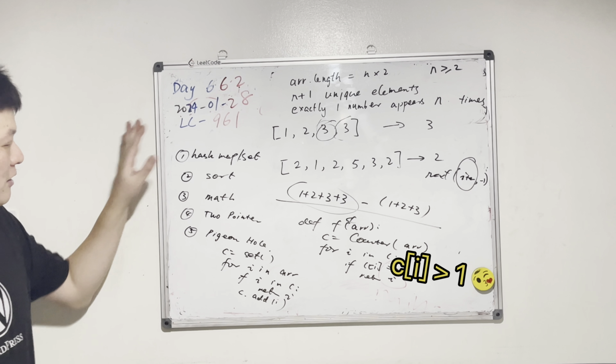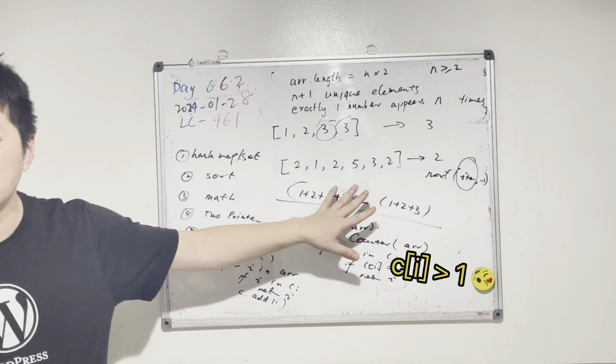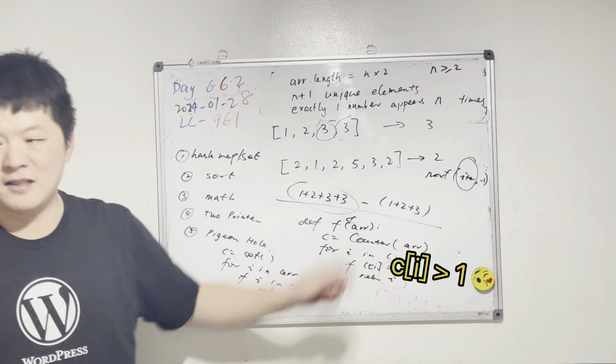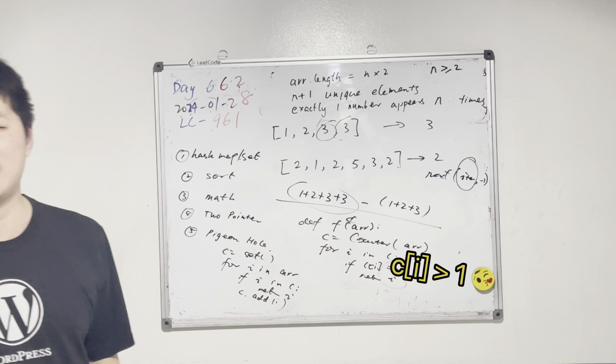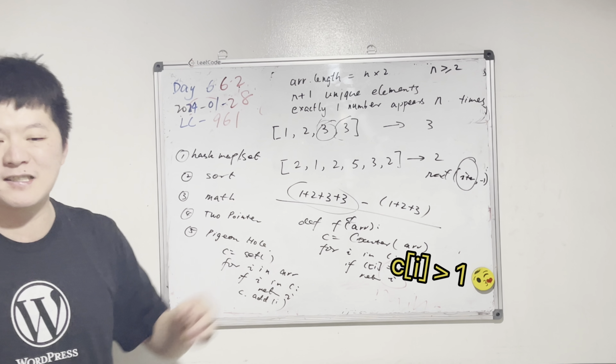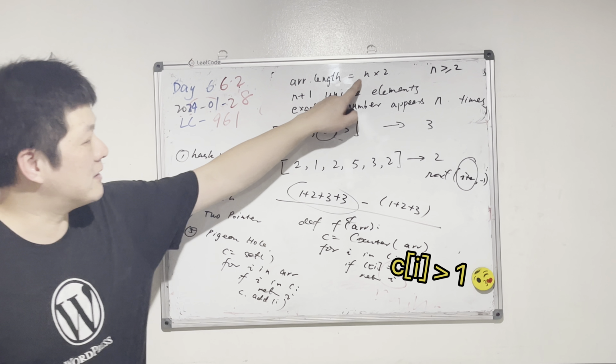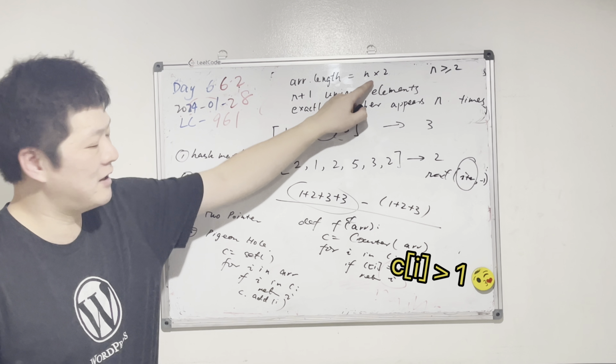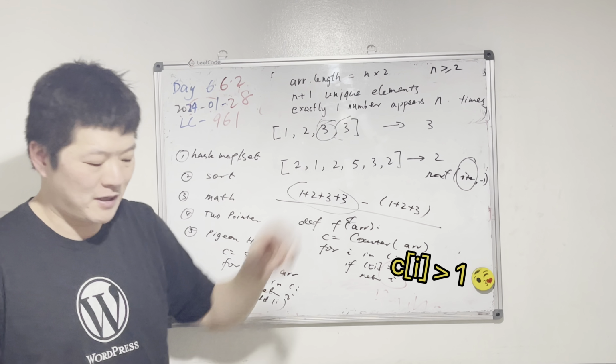Simple question using the hash set. The time complexity is O(n). The space complexity is O(n), because we're using a set, and n is the number of elements in the array. Actually it's O(2n), but we drop the constant.